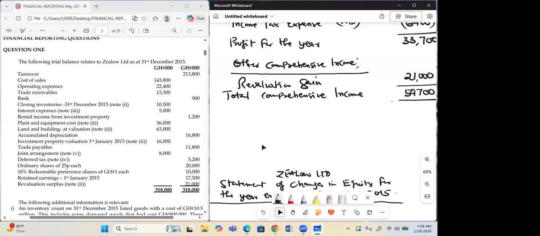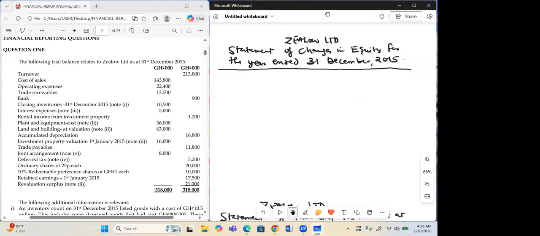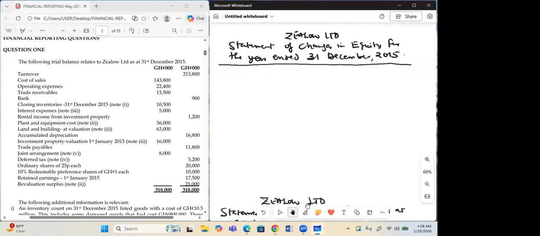Now, once you are finished with this, you move to the statement of changes in equity. Check through the trial balance. Give me all the equity figures there. Equity figures are share capital, retained earnings, revaluation reserves, general reserves. Do we have share capital there? Yes. Do we have retained earnings? There we have.